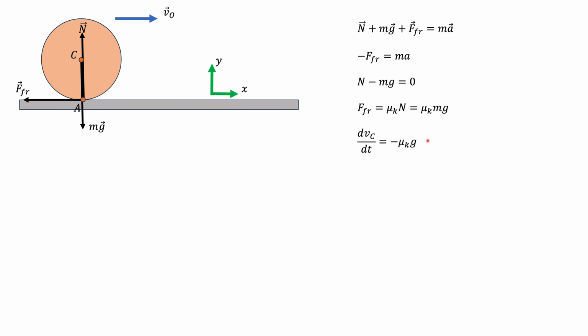Notice that acceleration is constant in our case, and since acceleration is constant, that means that velocity of the center of mass is a linear function of time. And that's the formula for this. Notice that when t equals 0, Vc should be equal to V naught, as it should be.